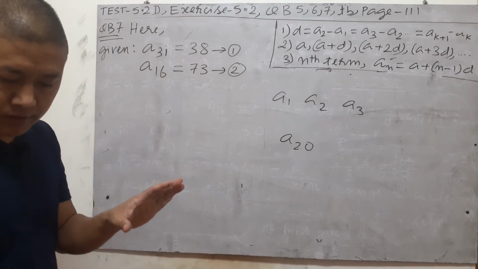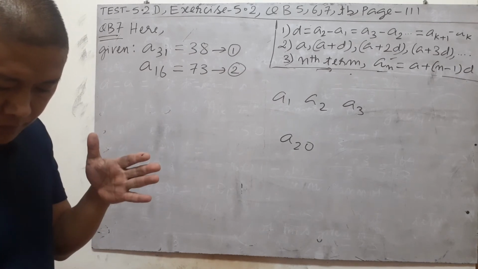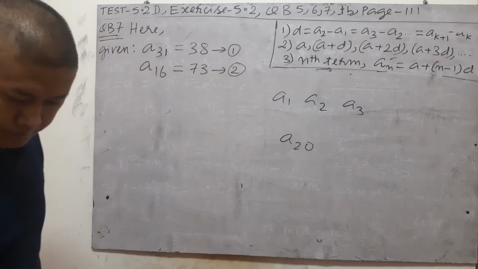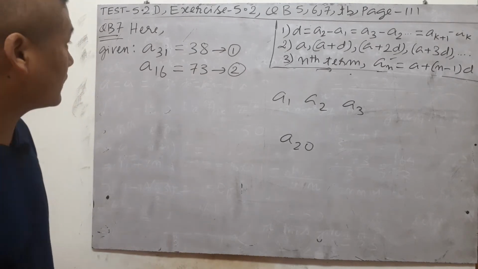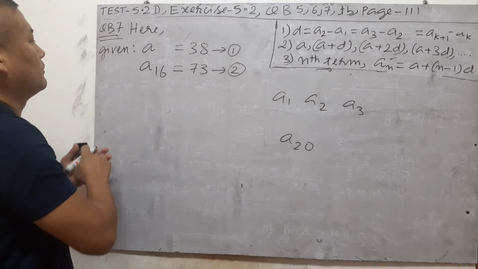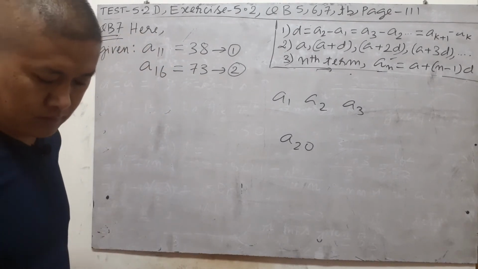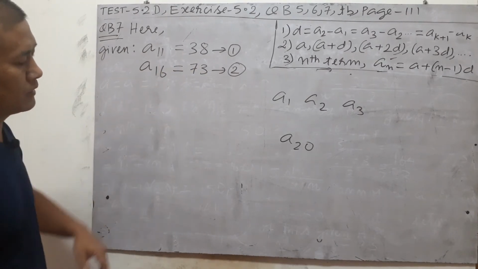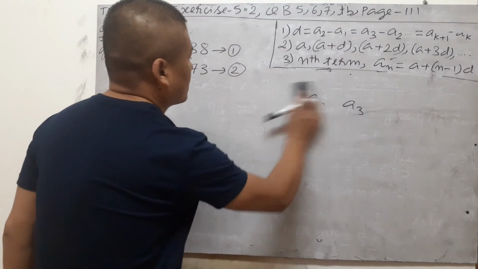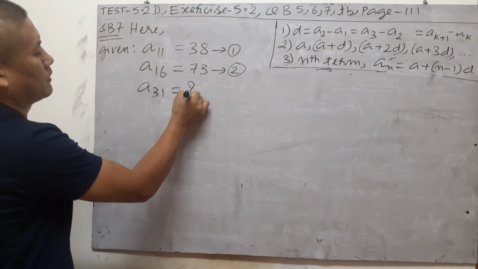With this we have to find the 31st term of an AP whose 11th term is 38 and 16th term is 73. So A11 is 38, A16 is 73, and we have to find the 31st term. The question is saying, find A31.